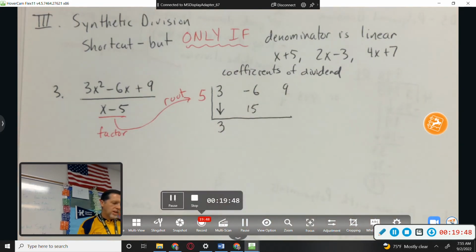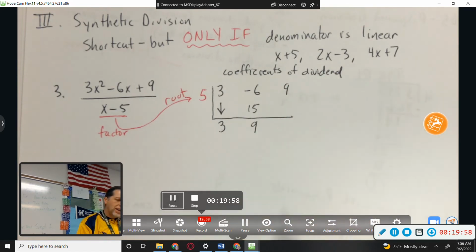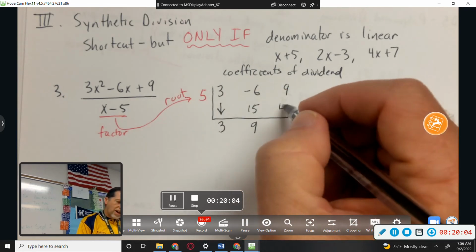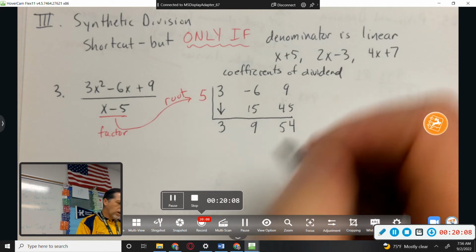Oh, I remember doing this. Okay. Do you remember what you do next? I would say add. Let's add. Negative 6 plus 15 would be 9. Multiply again. 45, add again, 54.